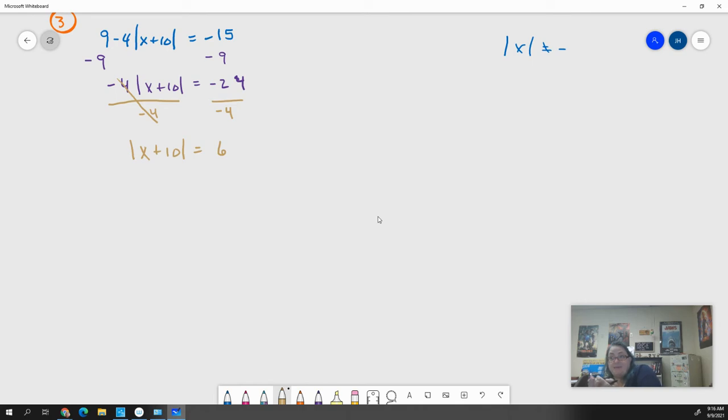We've isolated that absolute value, so now we're going to create our two cases. One of them will be x plus 10 equals 6. The other one will be x plus 10 equals negative 6. And we're going to go ahead and solve both of those problems. All we have to do is subtract 10 at this point, right? All that's being done is 10 is being added to each of them. So I'm just going to subtract 10 from both sides. I'm going to do the same thing over here. Subtract 10 from both sides. And I will get x equals negative 4, and I will get x equals negative 16.